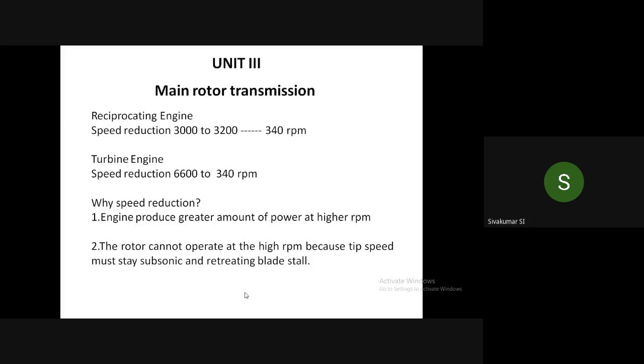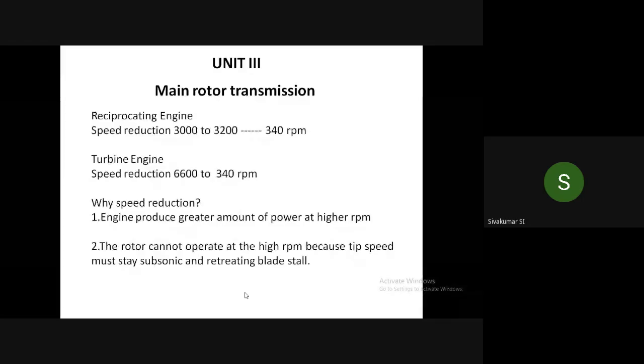But here, in the helicopter, the power from the engine has to be transmitted to the main rotor and the tail rotor. Okay. So you need to study how the transmission takes place from the engine to the main rotor and the tail rotor. Early helicopters were fitted with reciprocating engines.